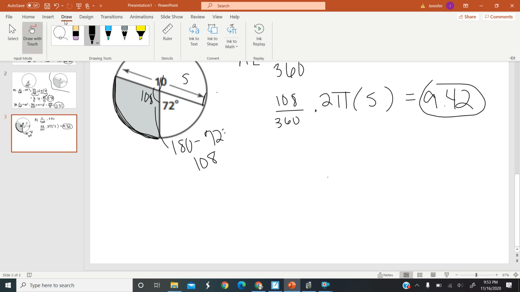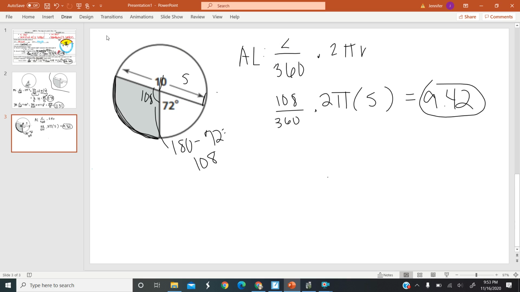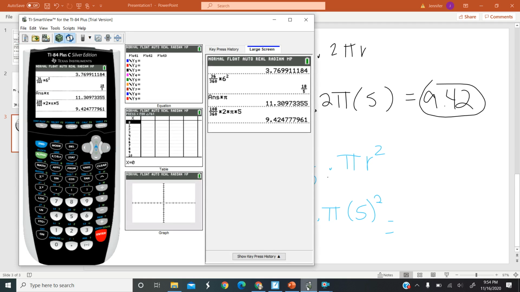And so then I'm going to switch the colors here so that we can tell the difference. So then I'm going to do the sector area. For sector area, I need the angle again over 360 times pi r squared. So the angle we said was 108 over 360 times pi times the radius of 5 squared. And then I'm going to type all of that into my calculator.